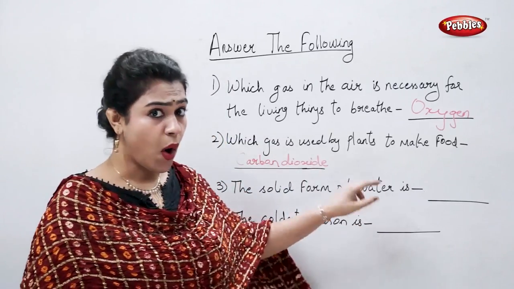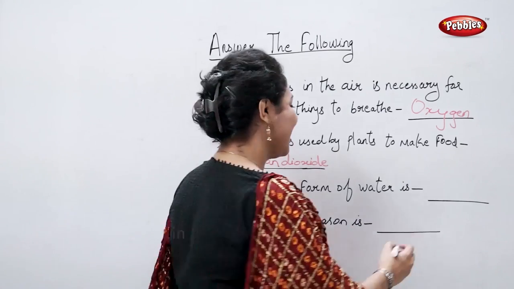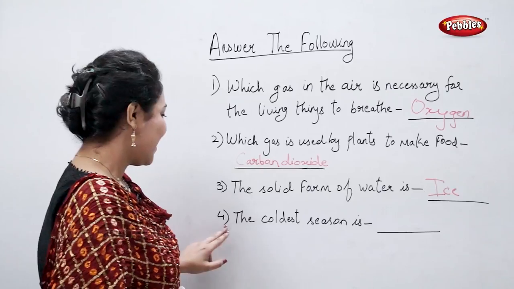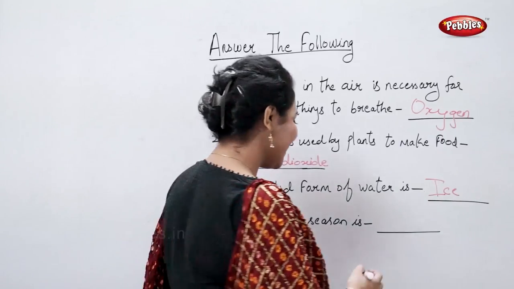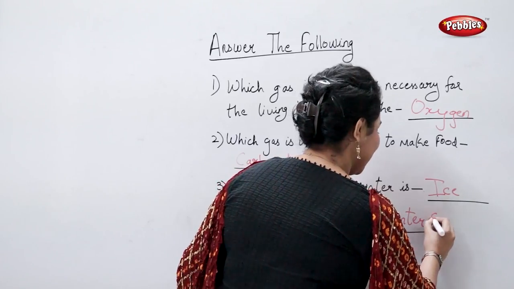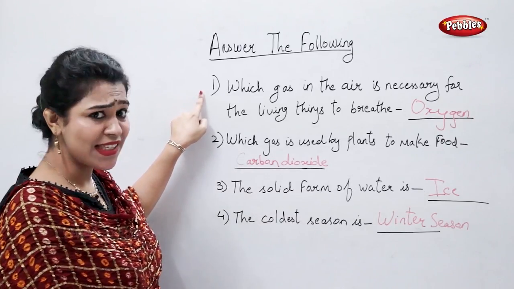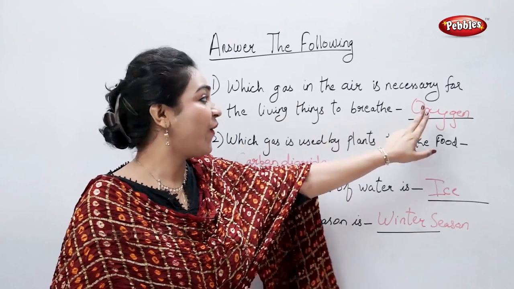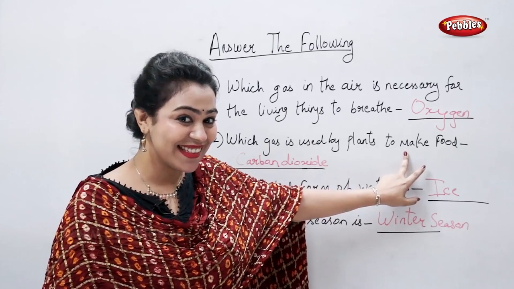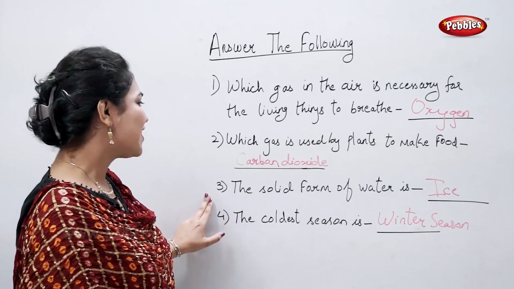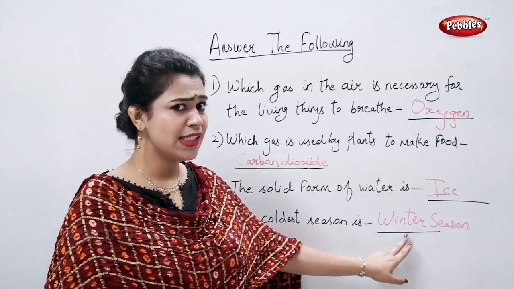The solid form of water is? Yes, that's ice. The coldest season is? Yes, winter season. Which gas in the air is necessary for living things to breathe? That's oxygen. Which gas is used by plants to make food? That's carbon dioxide. The solid form of water is ice. The coldest season is winter season.